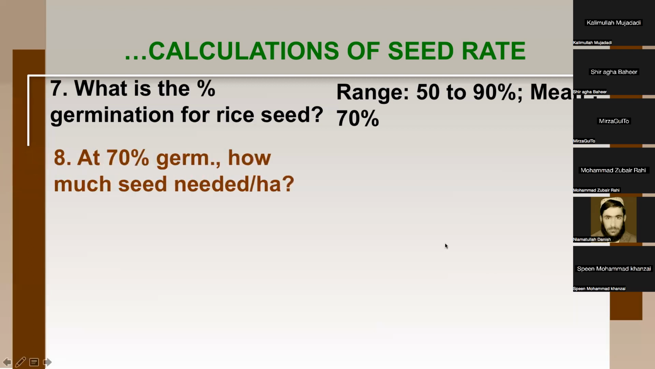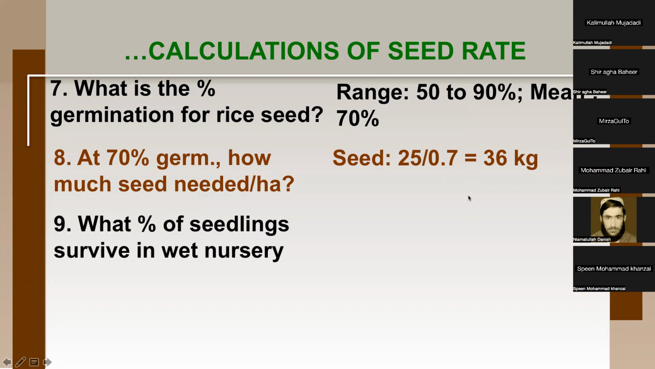Now you need to increase the seed. At 70% germination, how much seed is needed? I think your mathematics is very good. So 70% can be written as 0.7. So 25 divided by 0.7, now your seed has been increased to 36 kilogram because your germination was 70%. So you need to increase the seed to 36 kilogram now. This 0.7 means 70 by 100.